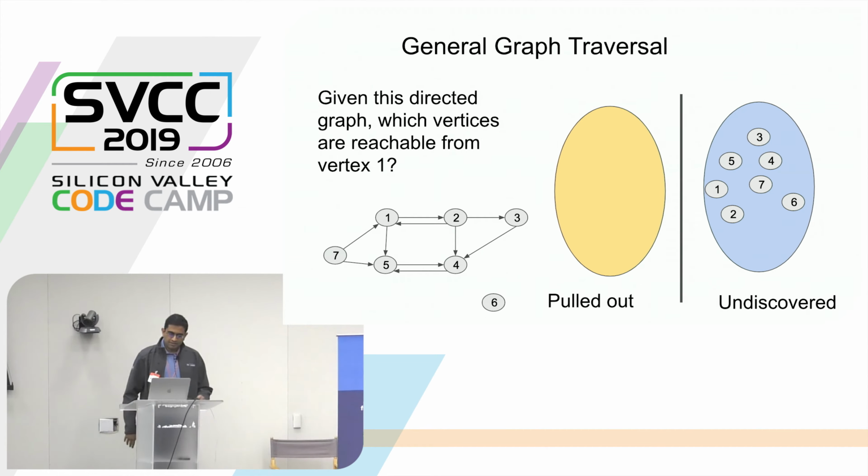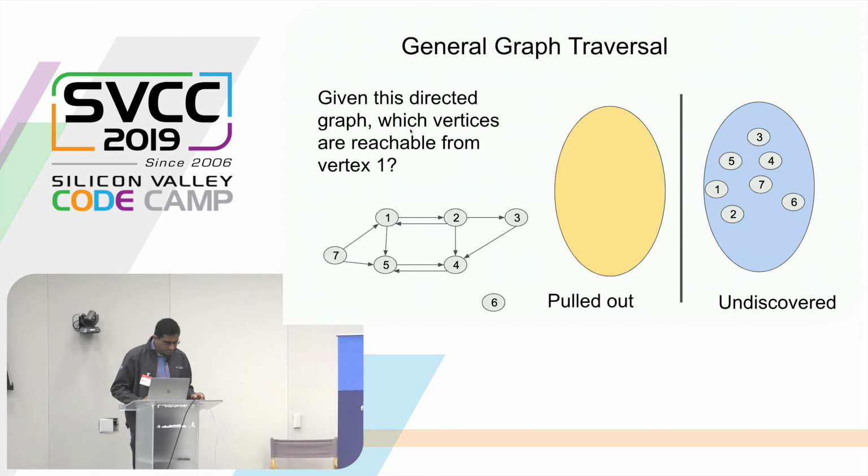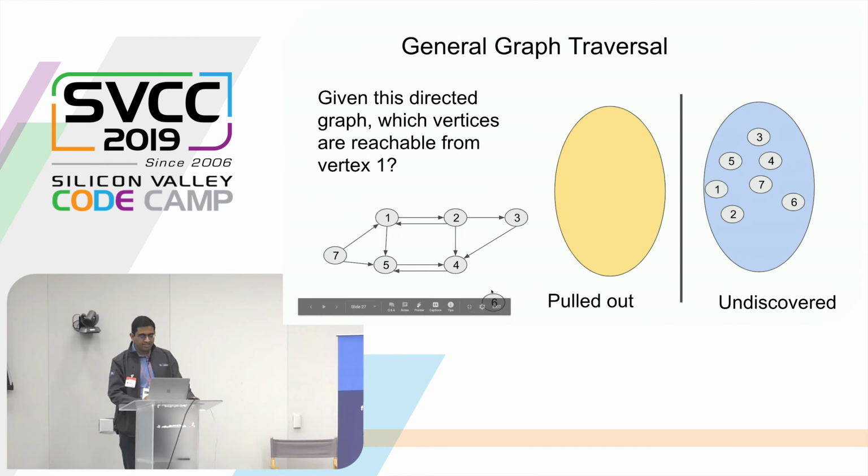Okay. So let's take an example of a directed graph here. You can see that this small graph has directions on the edges. So think of them as one-way streets. Given this directed graph, which vertices are reachable from vertex 1? Let's say we want to answer this question. You can see by a visual inspection of this graph that you can't reach this isolated vertex 6 over here, and you can't reach this vertex 7 on the left.